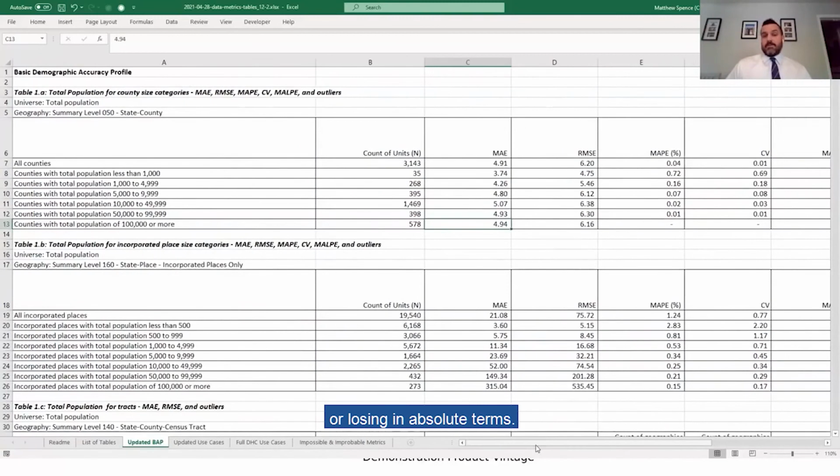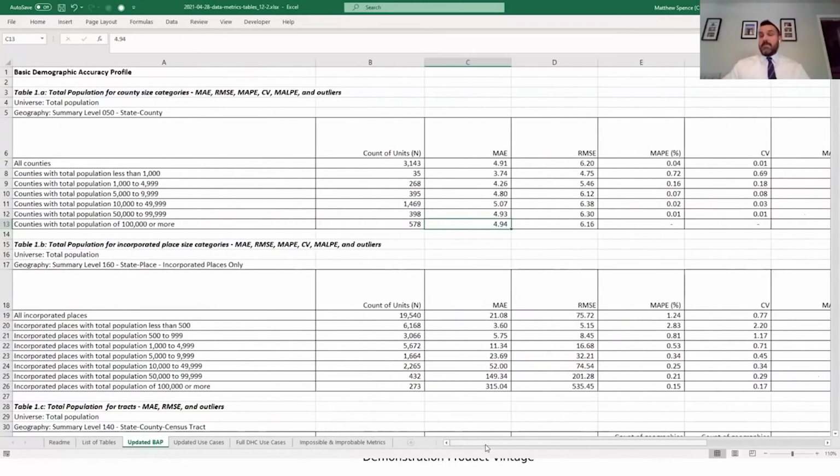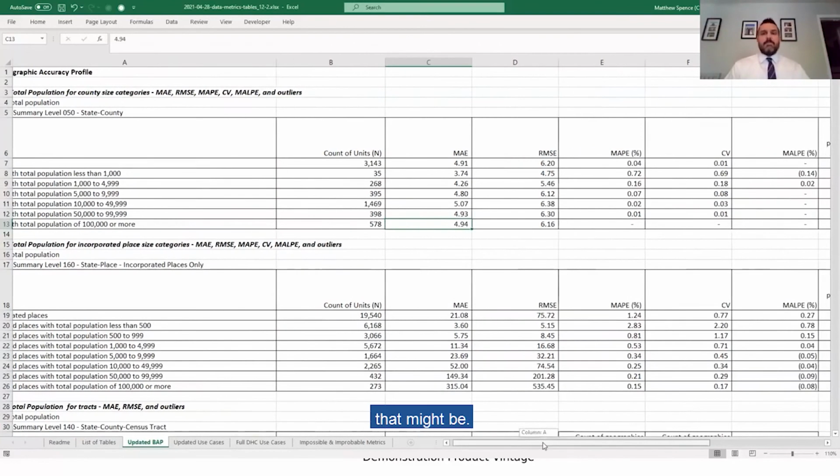in absolute terms. And so that's a feature of the top-down algorithm, that geographies that are on spine will have approximately the same amount of error no matter how big or how small the population is for that geography. So counties are on spine, it goes nation, state, county, and because of that, the smallest counties and the largest counties will have approximately the same mean absolute error, despite whatever size that might be.